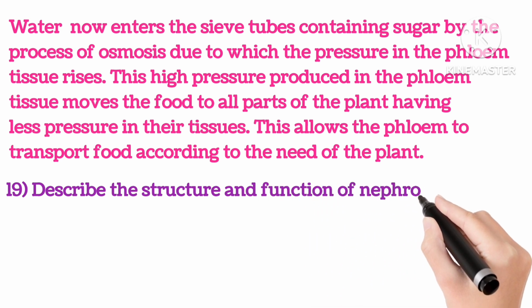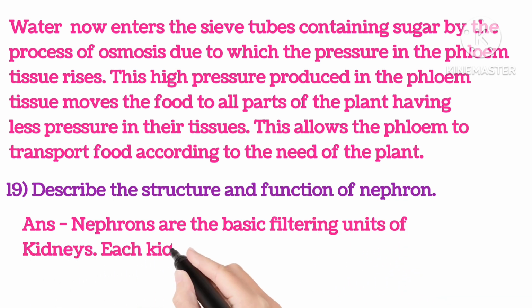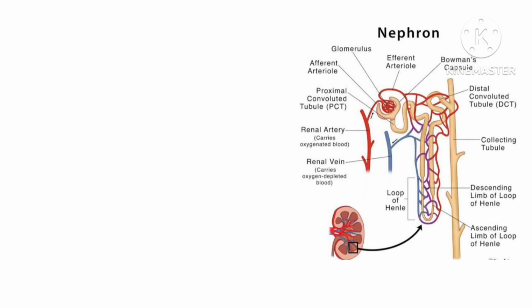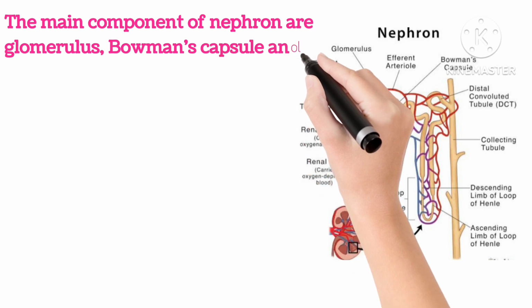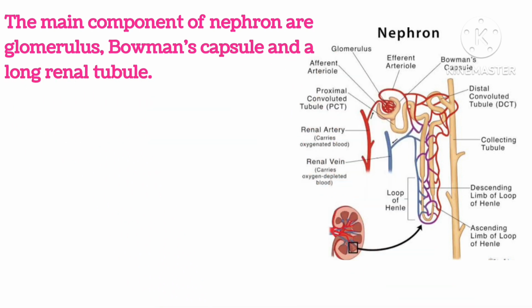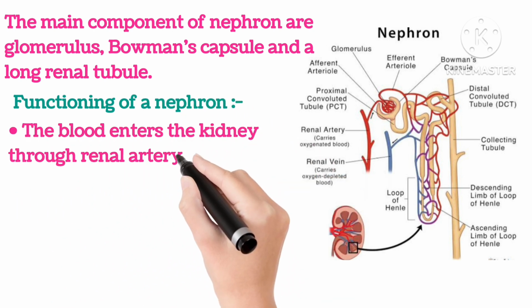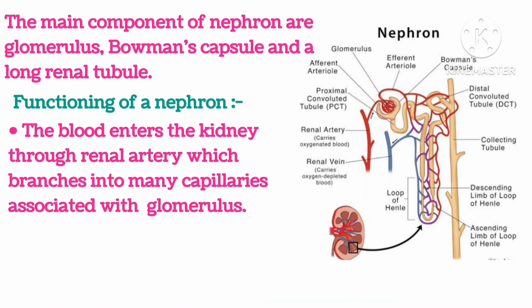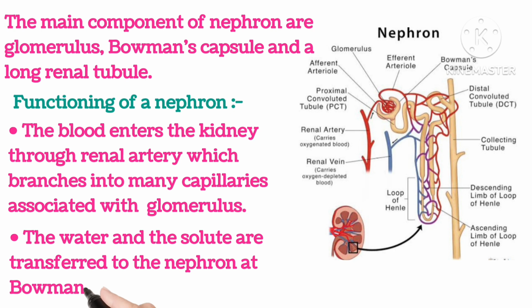Describe the structure and the function of nephron. Nephrons are the basic filtering units of the kidney. Each kidney possesses a large number of nephrons, approximately 1 to 1.5 million. You can see the structure of nephron. The main components of nephron are glomerulus, Bowman's capsule and a long renal tubule. Functions of nephron. The blood enters the kidney through the renal artery, which branches into many capillaries associated with the glomerulus. The water and the solute are transferred to the nephron at Bowman's capsule.